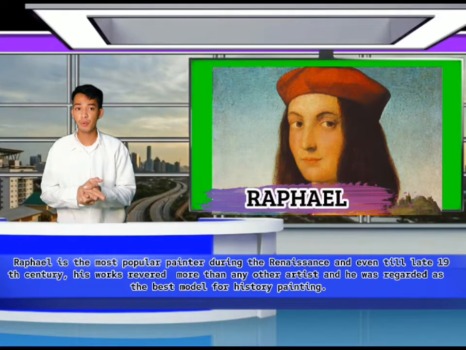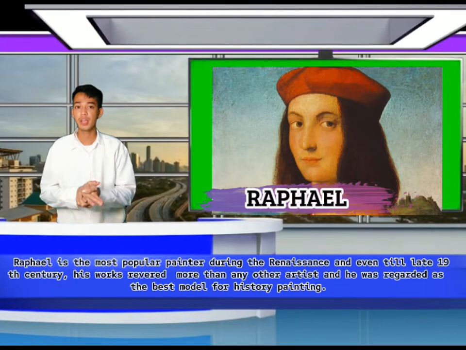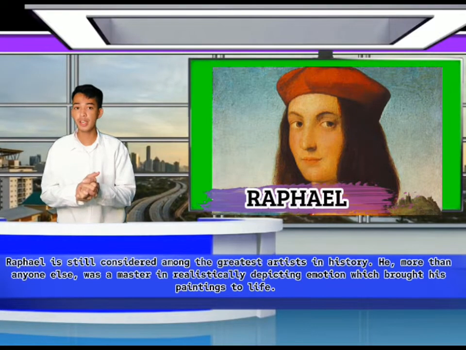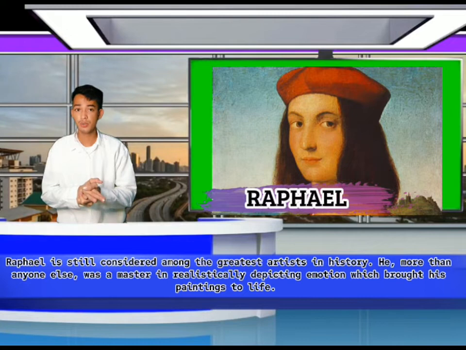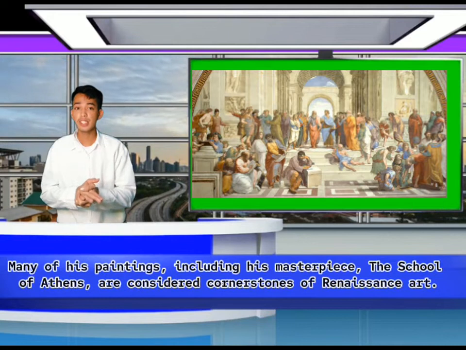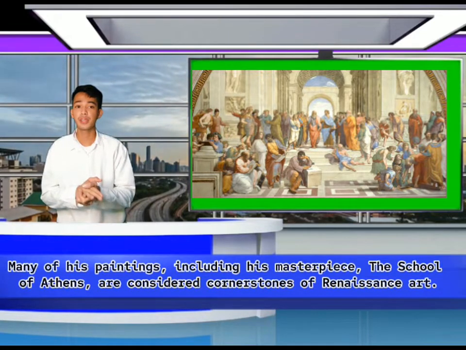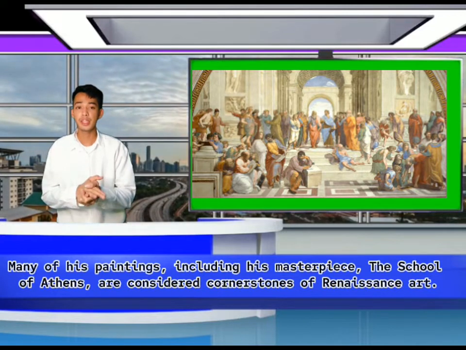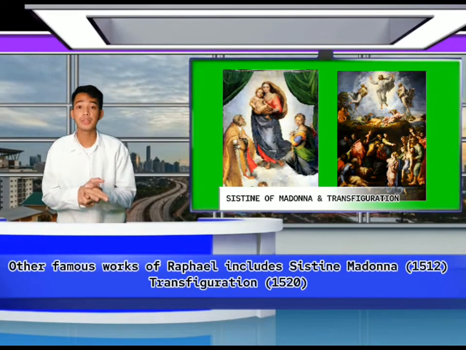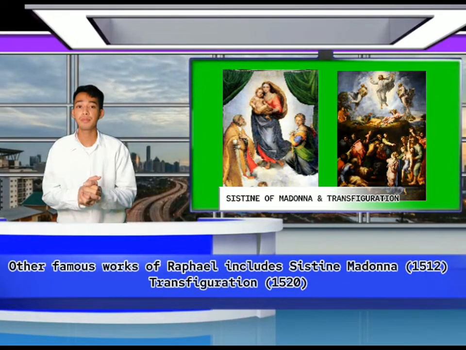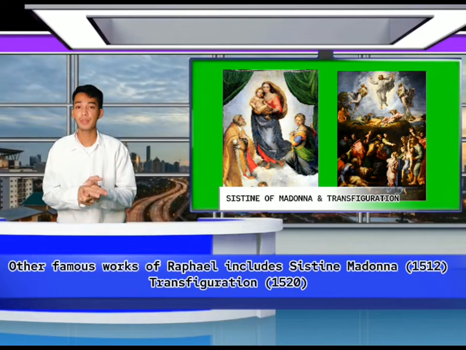His works were revered more than any other artist, and he was regarded as the best model for history painting. Raphael is still considered among the greatest artists in history. He was a master in realistically depicting emotion, which brought his paintings to life. Many of his paintings, including his masterpiece, The School of Athens, are considered cornerstones of Renaissance art. Other famous artworks of his are the Sistine Madonna, 1512, and Transfiguration in 1520.